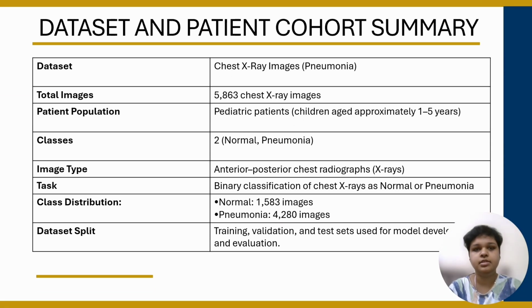So as you can see on the slide, the dataset consists mainly of chest X-ray images collected from pediatric patients between 1 to 5 years of age. It contains approximately 1,583 normal images and 4,280 pneumonia images, which shows that the dataset is imbalanced towards pneumonia cases. Because of the imbalance and the medical nature of the data, careful pre-processing becomes extremely important before model training. Now let us see the tools used for the purpose.